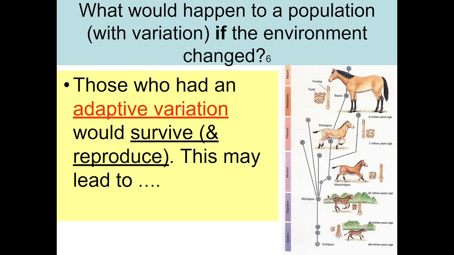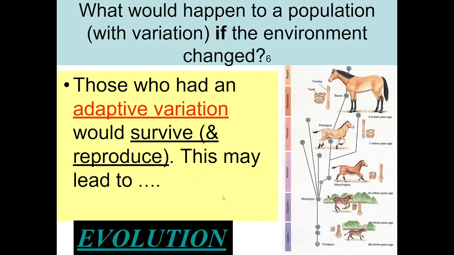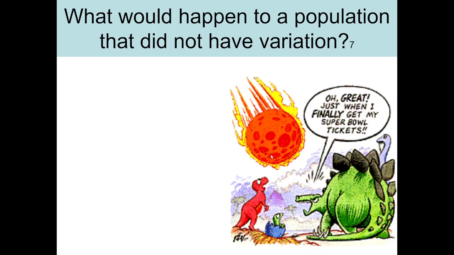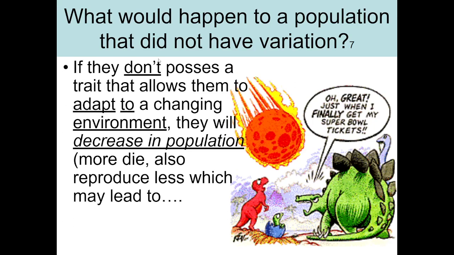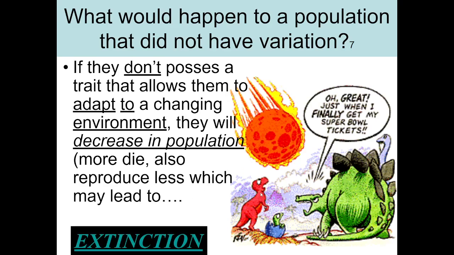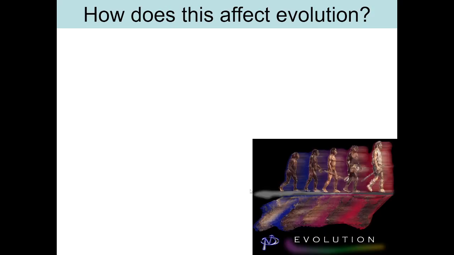Those who had an adaptive variation would survive and reproduce. This may lead to evolution. What would happen to a population that did not have any variation? If they don't possess a trait that allows them to adapt to a changing environment, they will decrease in population. More will die and reproduce less, which may lead to extinction, which is the complete wipe out of a species.